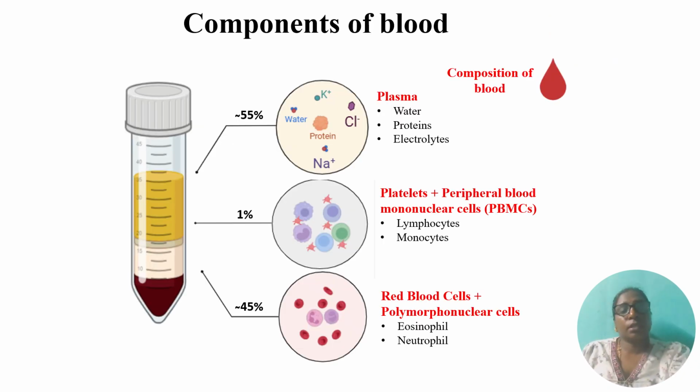So this is a slide which is representing the major components of the blood. It consists of 55% plasma and 45% formed elements. The plasma contains water, proteins, and electrolytes. The cellular components include red blood cells, white blood cells, and platelets. Among these, red blood cells are important for blood grouping because they carry A and B antigens and also the D antigen, which is responsible for RH typing, on their cell surface.